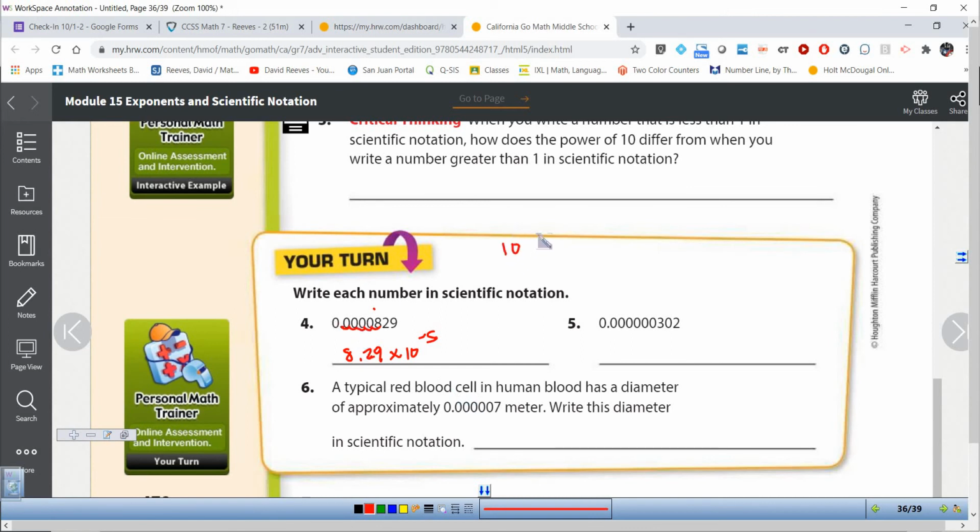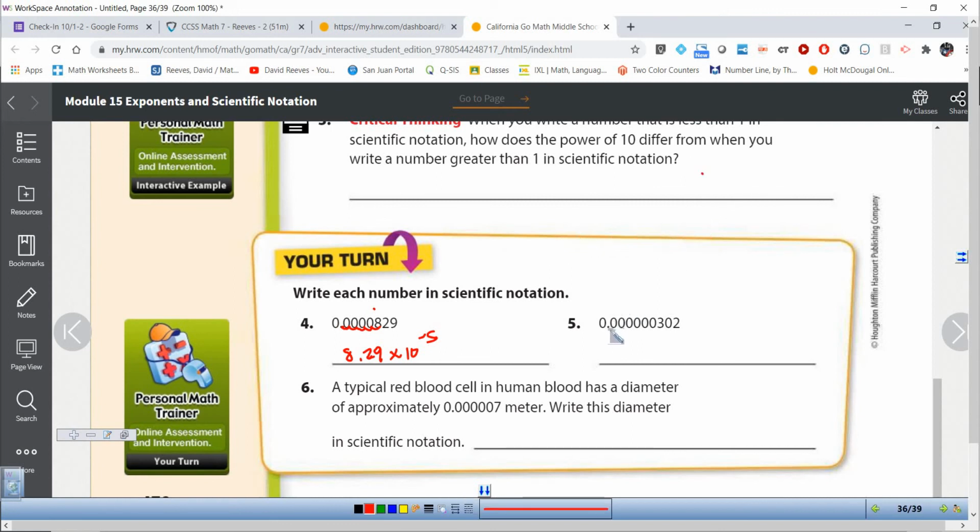Again, 10 to the negative 5th is 1 over 10 to the 5th, right? Which is going to be 0.00001, right? That's what we're going to get there with 10 to the 5th power. Alrighty. Okay, what about this one?